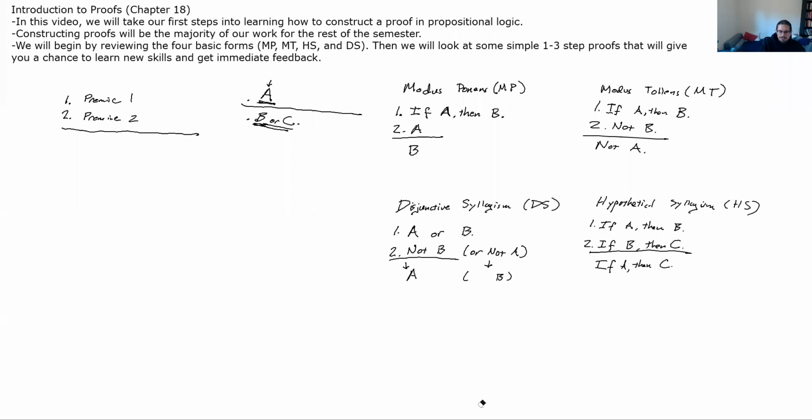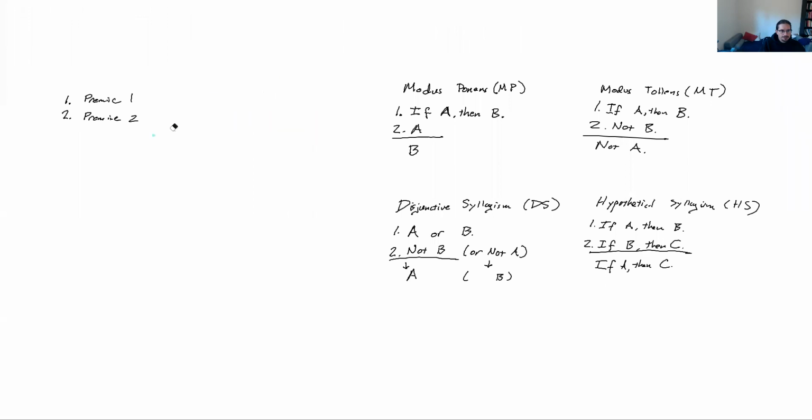And then finally, hypothetical syllogism. If A is true, then B is true. If B is true, then C is true. Therefore, if A is true, then C is true. Okay. Now, the idea with a basic proof goes something like this. So I'm going to start you off like this.